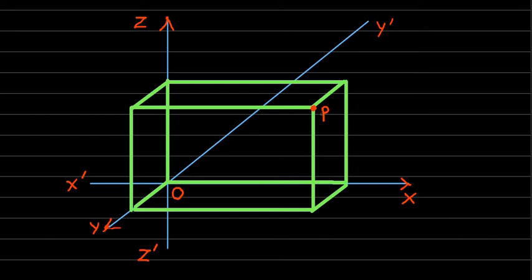If P is a point in the space, then we make a construction as such. From the point P we have drawn a plane, passing through the point P, which is perpendicular to this one, the YOZ plane.